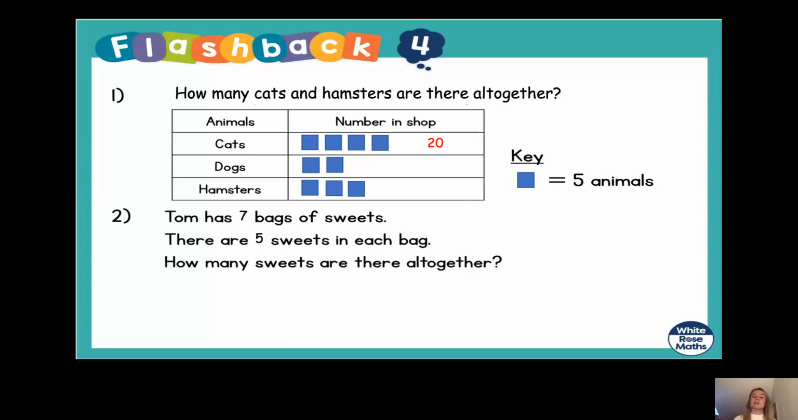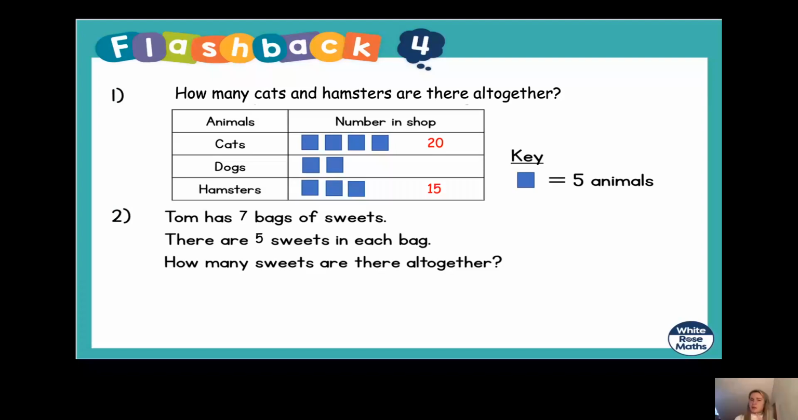Okay, now we need to look at hamsters because we need to know how many cats and hamsters there are altogether. So there are 3 blue squares next to hamsters. Will you count with me in steps of 5 3 times? Are you ready? 5, 10, 15. Stop. We've counted 3 steps of 5 and what did we get to? Yes, we got to 15. So there are 20 cats and 15 hamsters.